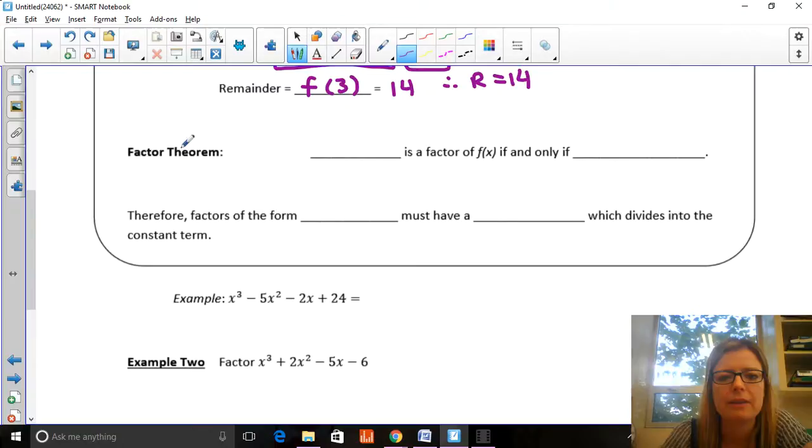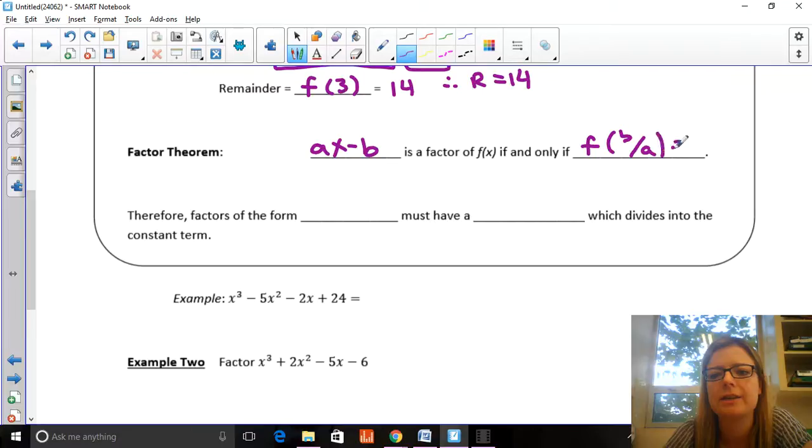So the factor theorem then is that ax minus b is a factor of f at x if and only if f at b over a is equal to 0. So the factor theorem follows directly from the remainder theorem. Okay? So that is an important piece of information. So when you put a number into a function, if it equals 0, then it's a factor.